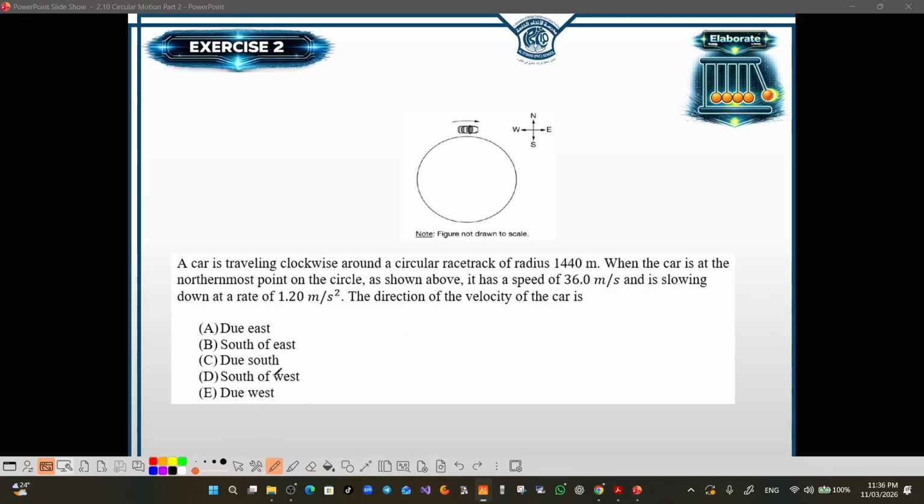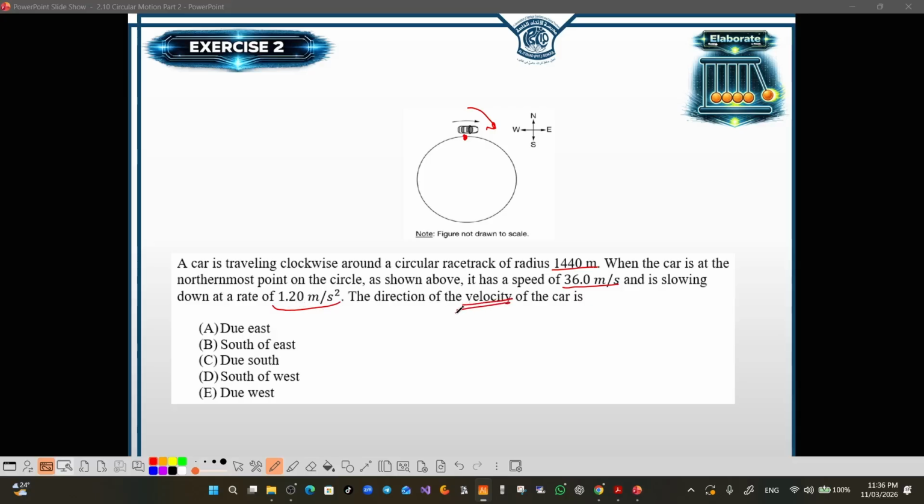So let's practice. A car is traveling clockwise around a circular race track of radius 1440 meters. When the car is at the northernmost point on the circle, so here the object is located at the beginning as shown above, it has a speed of 36 meters per second. This is the radius of the track. And it is slowing down, this is the acceleration, which is 1.2 meters per second squared. What will be the direction of velocity?